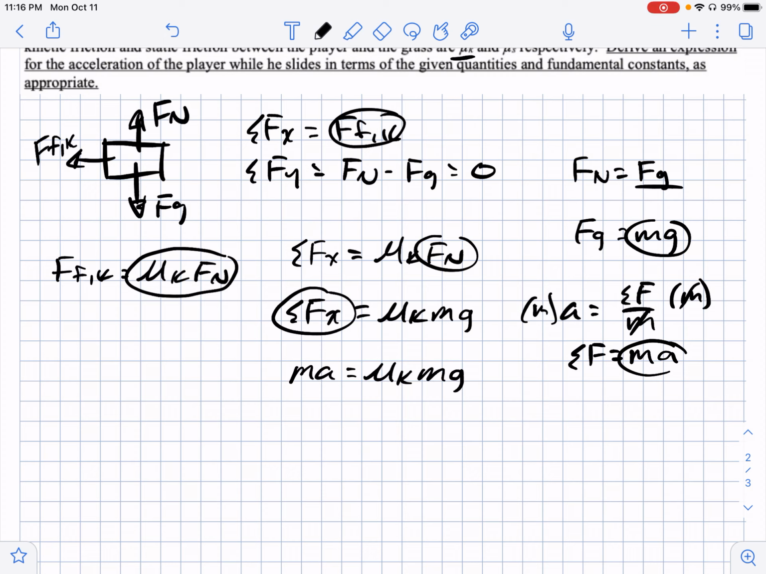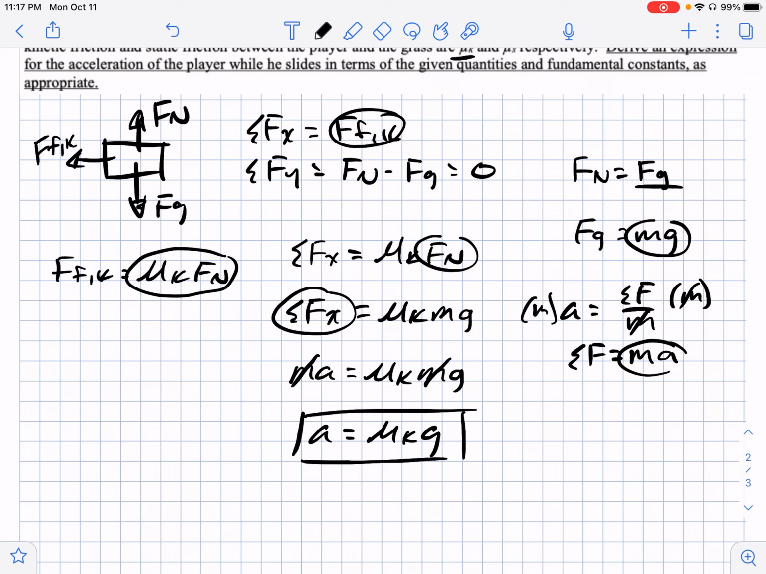And if you notice, we have mass on both sides of the equation here. So we can cancel that out. And now we're just left with the acceleration is equal to the coefficient of kinetic friction times g. And now we have a derived equation for acceleration.